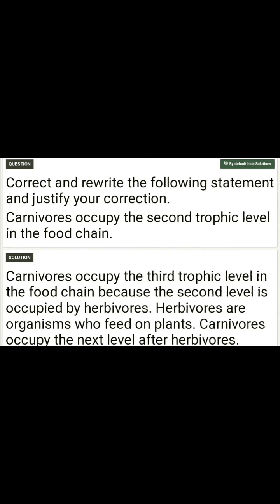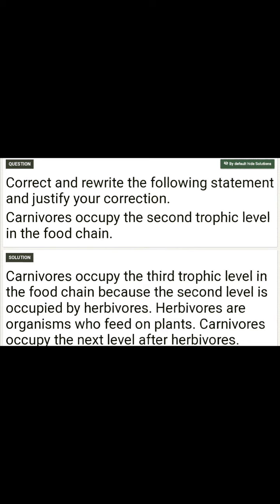Second question is, correct and rewrite the following statement and justify your correction. So here one statement is given to you. You have to write the correct statement, then you have to justify it. The first statement is, carnivores occupy the second trophic level in the food chain, which is the wrong statement, right? So now we have to correct it. The answer is, carnivores occupy the third trophic level in the food chain.